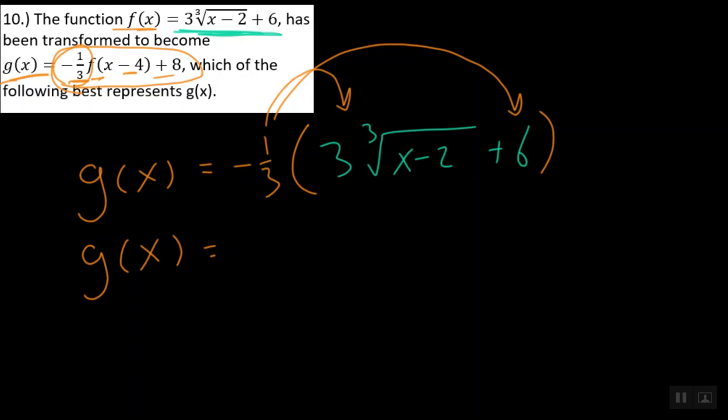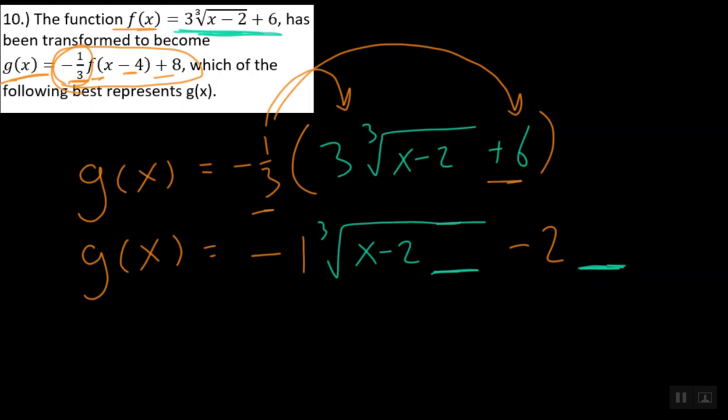g of x is equal to negative 1/3 times 3, which is actually just negative 1. And then the one thing that won't change is this cubic root of x minus 2. However, you want to leave a little space on the inside, and then this negative 1/3 times positive 6 is actually negative 2. And once again, let's go ahead and leave space on the outside.